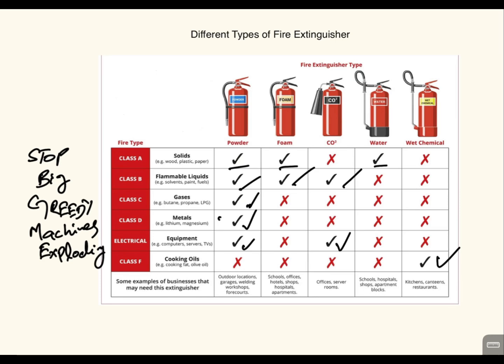I hope this video will help you to understand fire extinguishers as well as the class types, and this image might help you to visualize the types of classes and fire extinguishers.